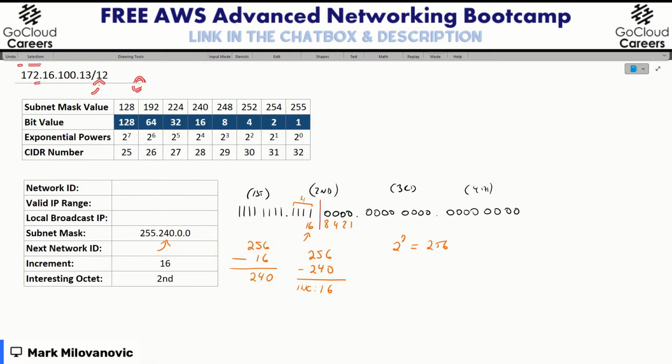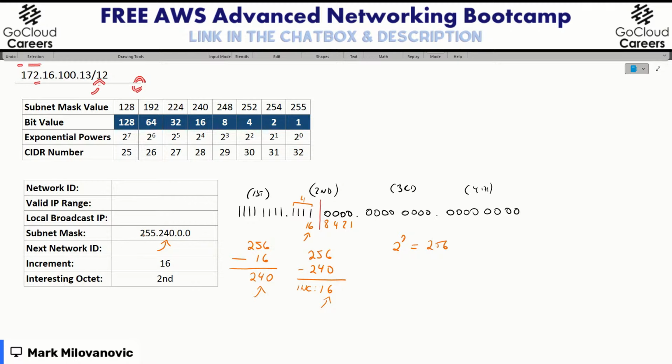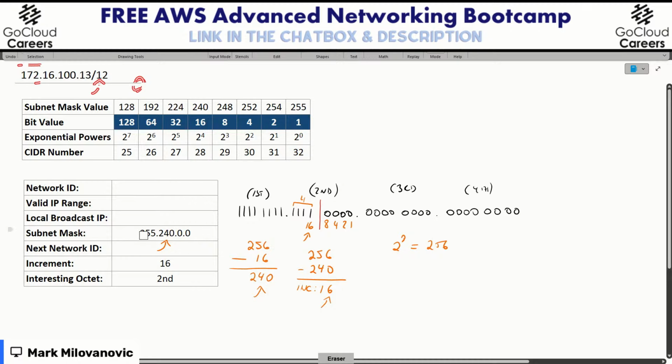Does everybody understand this little shortcut? 4 times 4 is 16, and then I just memorize that 16 equals 240. And then that's the way we can come up with the various values, either the prefix length or the increment. Does that make sense so far? If not, we'll discuss it more in the Zoom session, but let's move on for the time being.